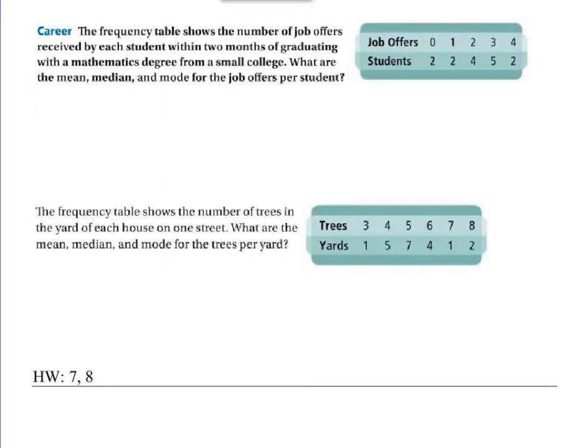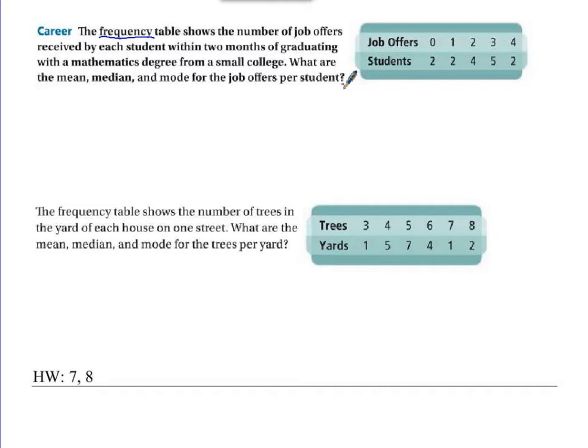So let's take a look at this frequency table here. This table that we see over to the side is called a frequency table. It's important that you realize that it's a frequency table because they're not just giving you data. They're telling you how many times a certain piece of data occurs. That's what frequency means. So we have the number of job offers received by each student within 2 months of graduating with a mathematics degree from a small college. So we can call it Bob's College if we want to. What are the mean, median, and mode for the job offers per student?